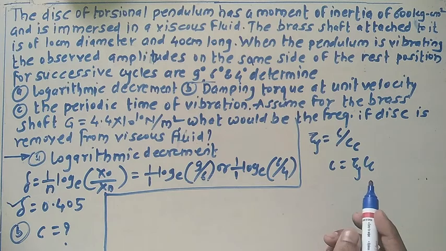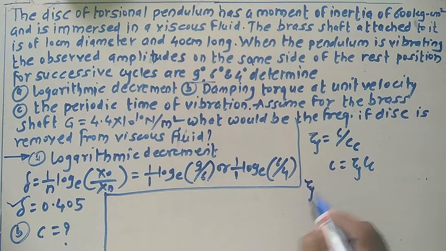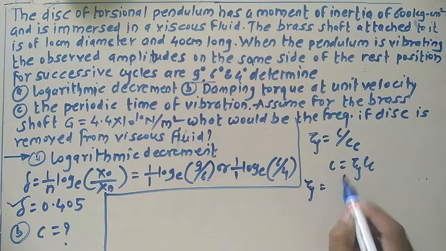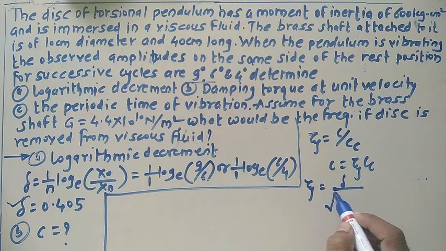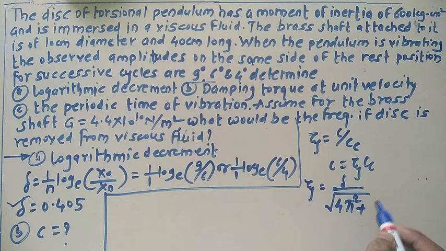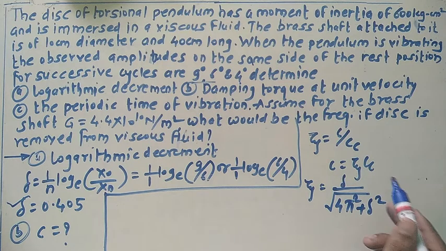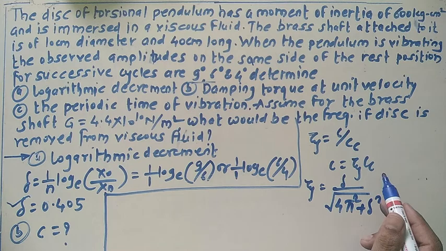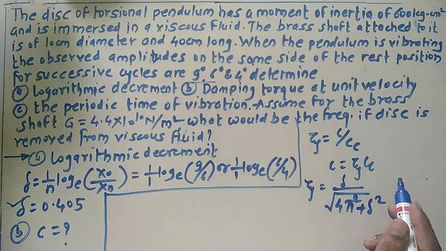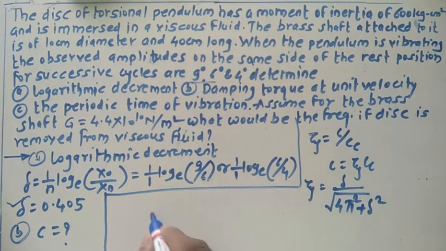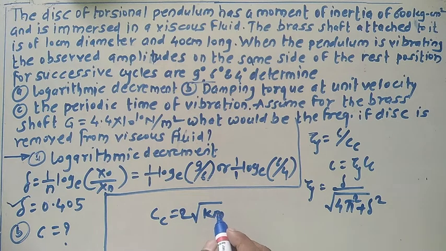So I can get the zeta. Zeta is nothing but delta divided by square root of 4 pi square plus delta square. In this way I can get the relation for zeta. So I can get the value for the next one, CC. For that we know the relation. How can we get the value for CC? In the previous problem we saw K into M, but in this case you have to consider the torsional stiffness.